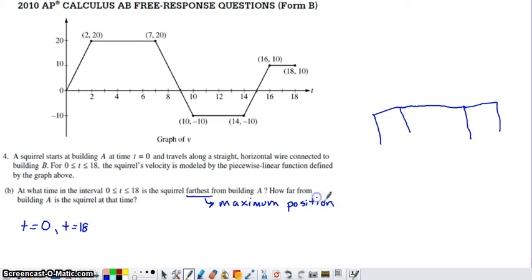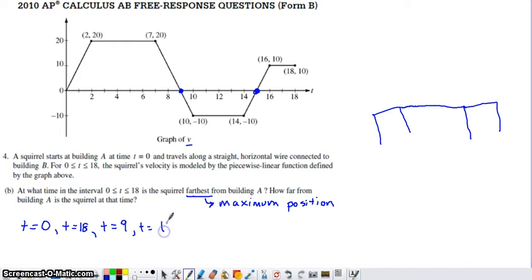So if we're looking for a maximum distance from the starting point, we're going to have to recognize that we need the derivative of position. We're trying to maximize position. What's the derivative of position? Well, that's what we have a graph of. We have a graph of velocity sitting in front of us, and velocity is the derivative of position. So the other candidates for the absolute maximum distance, the maximum position, would be any time when the velocity is 0. The derivative of position is velocity, and velocity is 0 at those two times. So that would be at t equals 9, and also at t equals 15.